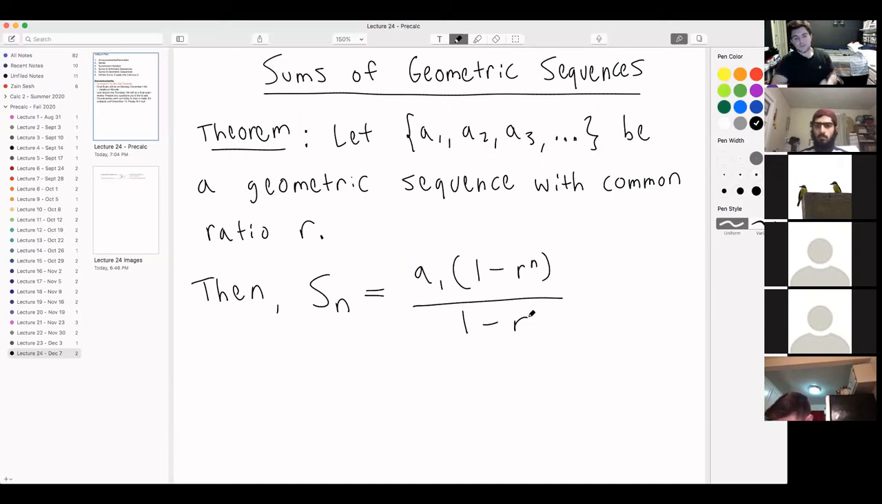Let me just remind you what this S sub n means. S sub n is just shorthand for the sum of the first n terms of this sequence. So S sub 100 would be A1 plus A2 plus A3 and so on up to plus A sub 100. All right, so we have a really nice formula for such a sum.